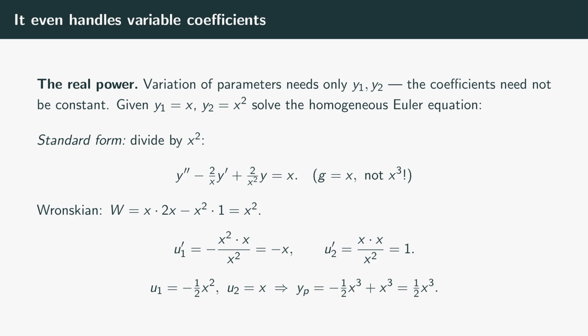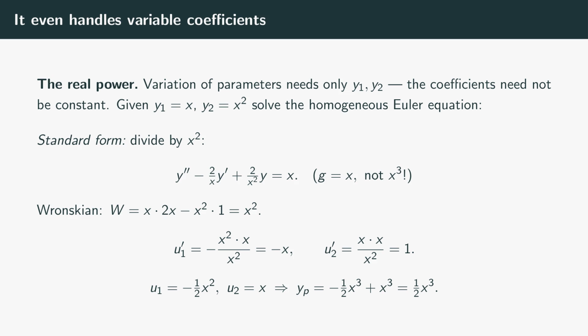First, standard form, divide everything by x squared. This is critical. The forcing term g becomes x, not x cubed, because dividing the right-hand side by x squared turns x cubed into x. The Wronskian is x times 2x minus x squared times 1, which is x squared. Then u1 prime is minus x and u2 prime is 1.